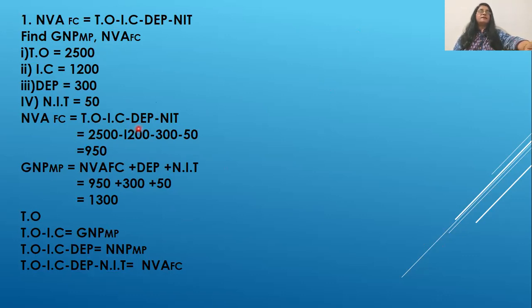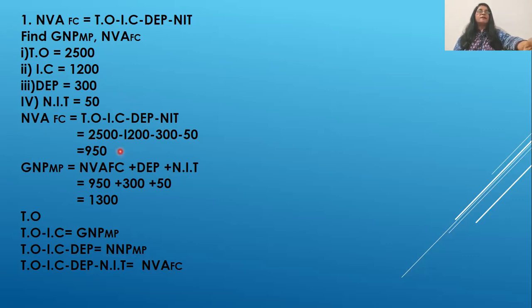And when we deduct depreciation, then we get NVMP. And when we deduct net indirect tax, then we get NVAFC. So see, they have done this: total output minus intermediate consumption minus depreciation minus net indirect taxes. It has been done. So the answer is 950.